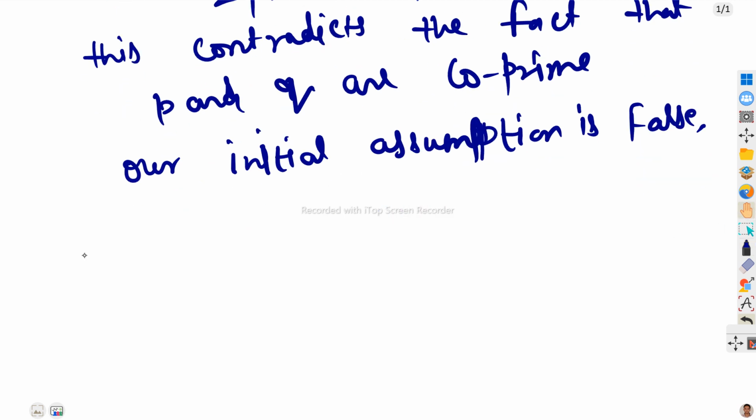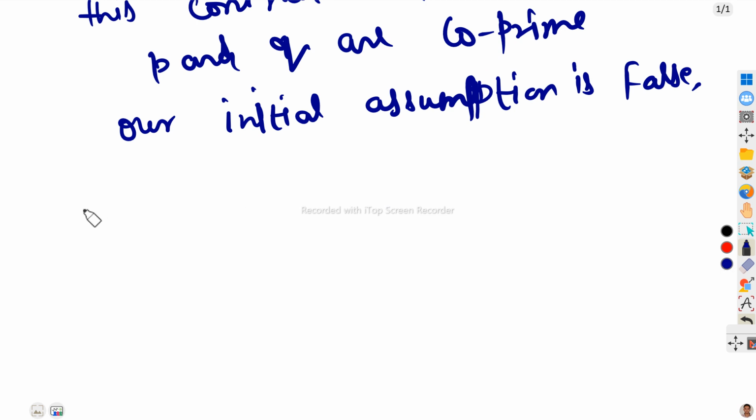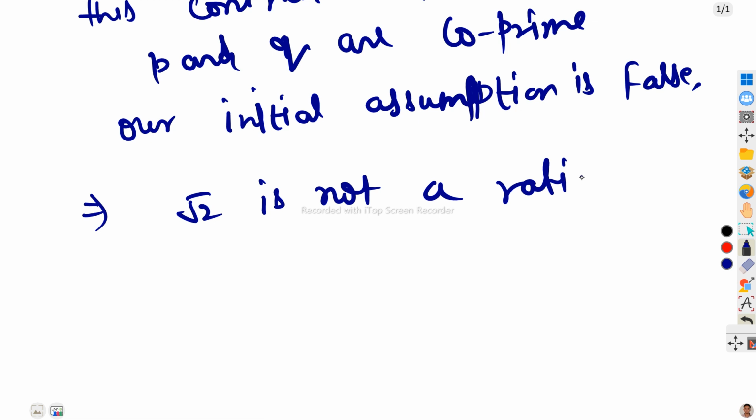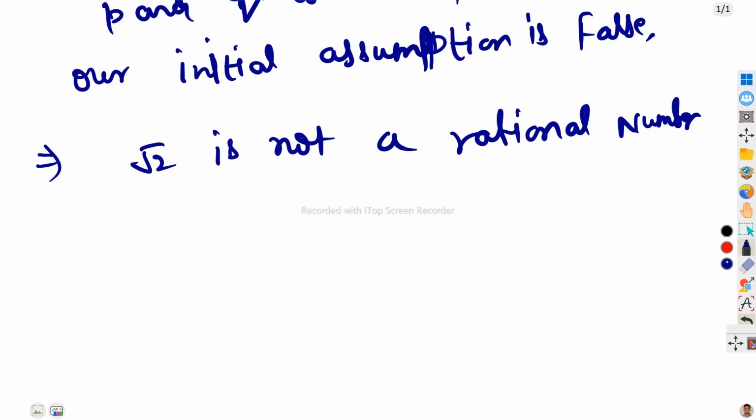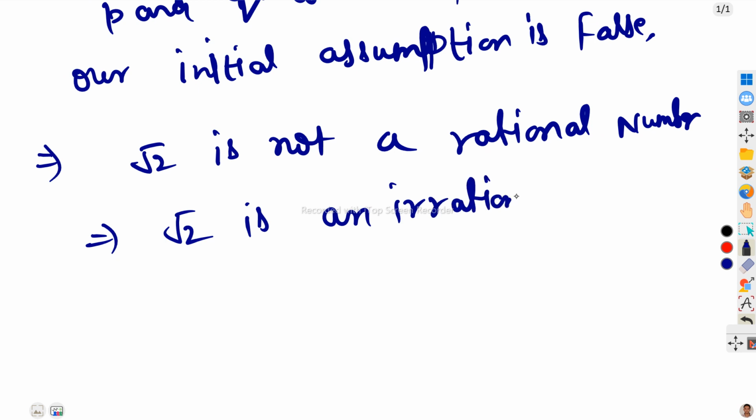What is meant by this? This means that square root 2 is not a rational number. Since square root 2 is a real number, if it is not a rational number, then it is an irrational number. So square root 2 is an irrational number. We have proved this.